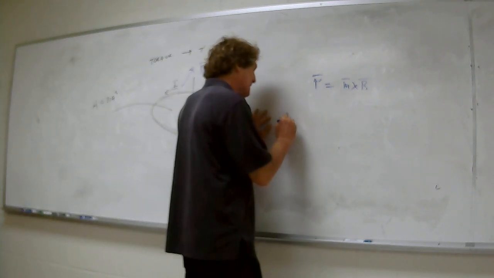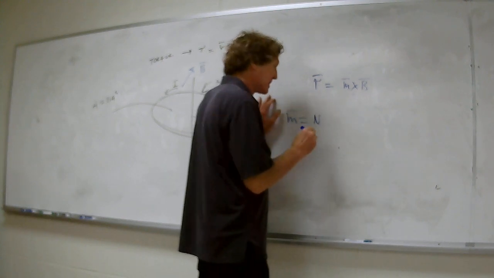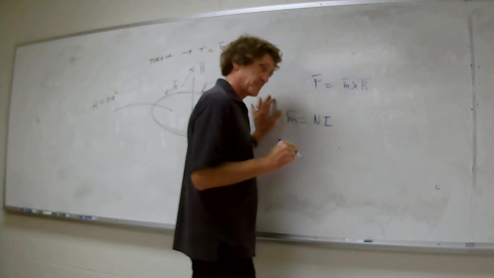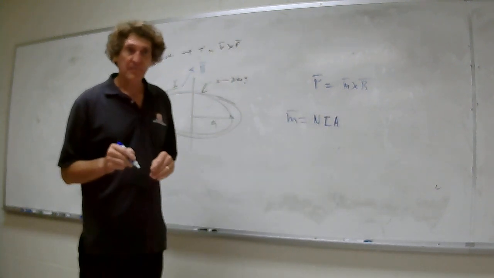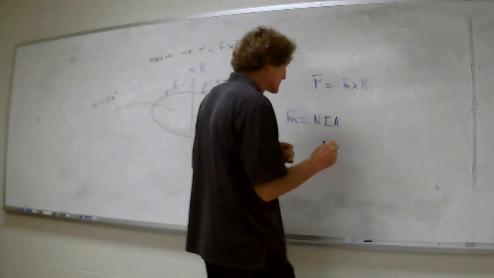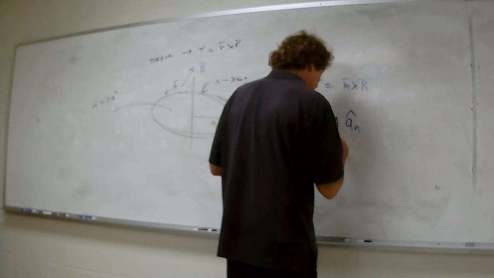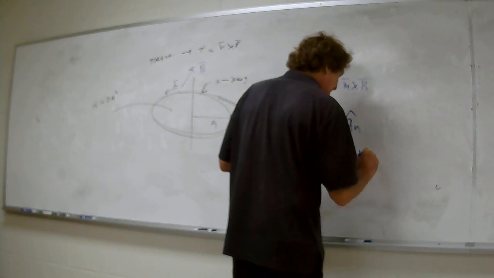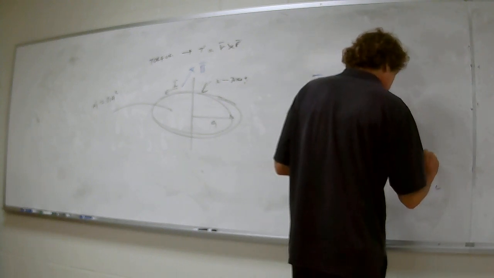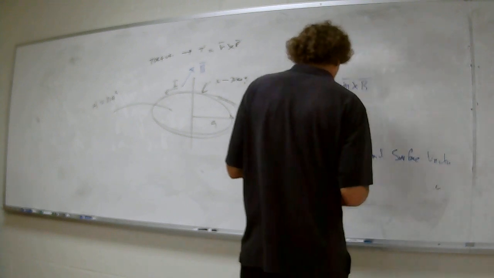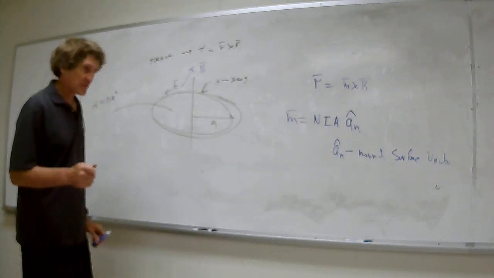What M actually is going to be is the number of turns, times the current in each turn, times the surface area. So far, everything's a scalar. And then there's going to be what's called a normal surface vector here. A_N is just a normal surface vector, has a length of one, or a normalized surface vector. But here's how you get the direction of the normalized surface vector.